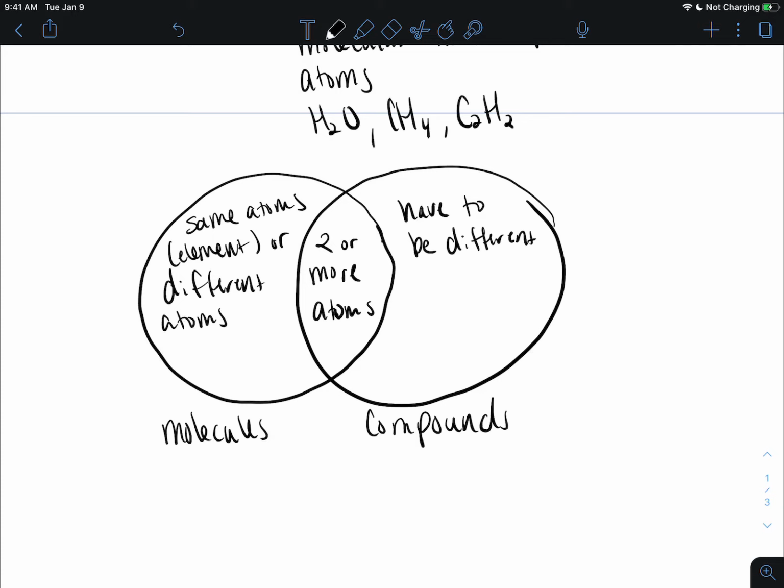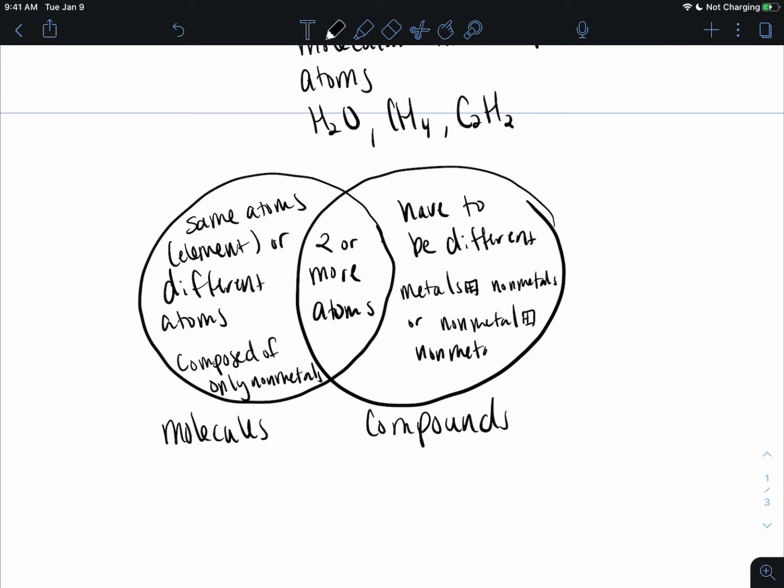Another thing that differentiates compounds from molecules is the variety. Within a molecule, it has to be 2 or more nonmetals, so composed of only nonmetals. And with our compounds, it could be metals plus nonmetals or nonmetal plus nonmetal. So it can be ionic in nature or covalent in nature. Okay.